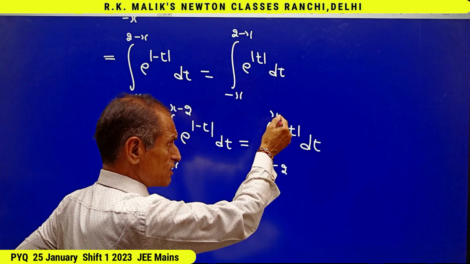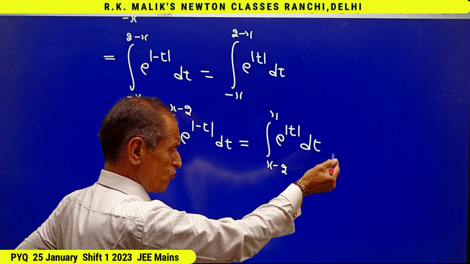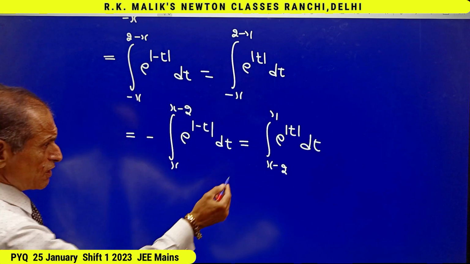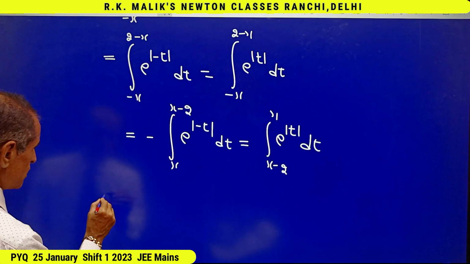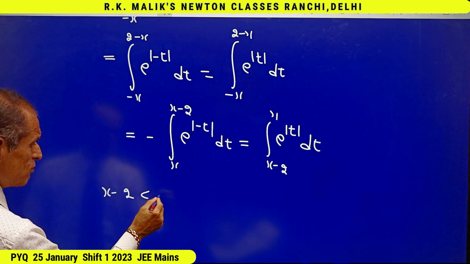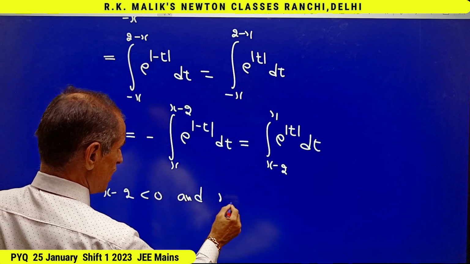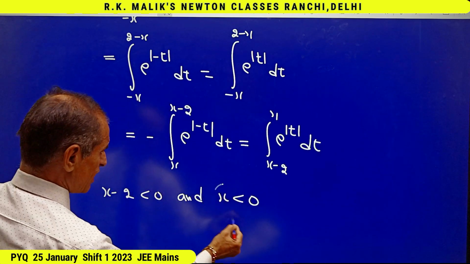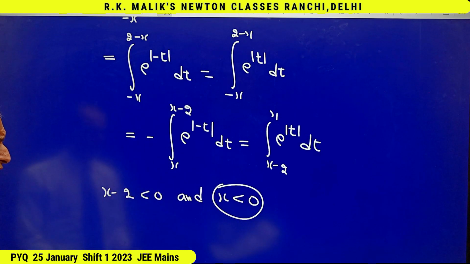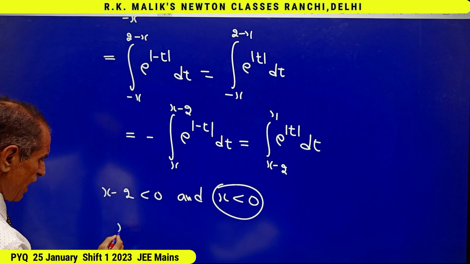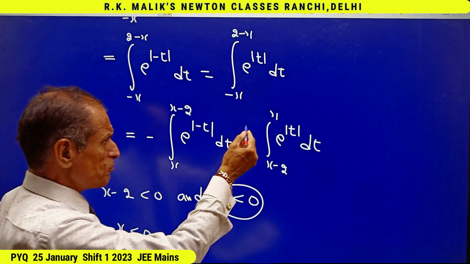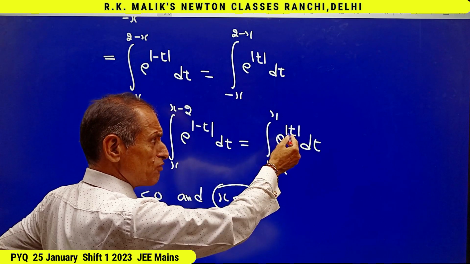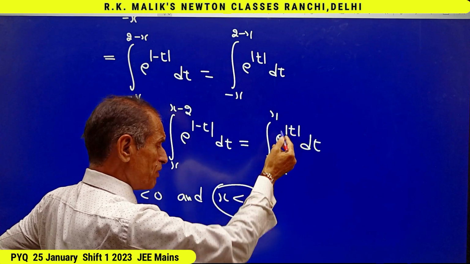If this is negative and this is positive, in that case, what I will do, you can see. First, I am dealing with the case if both are negative, that is x minus 2 is negative and x is negative. Obviously, if x is negative, this will be automatically satisfied. That is, if x is less than 0, then because the value of t is varying between both negative numbers, therefore mod t will become minus t.